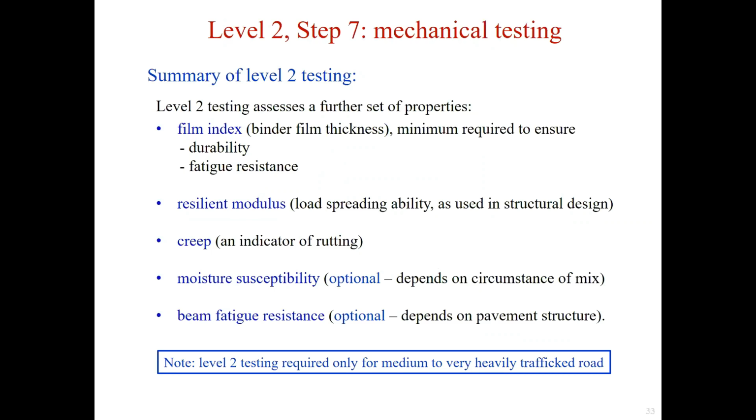Step 7 is the mechanical testing to get a series of properties such as the film index, resilient modulus, and creep. There are 2 operational tests: moisture susceptibility and beam fatigue resistance. These tests are only for medium to very heavily trafficked roads.